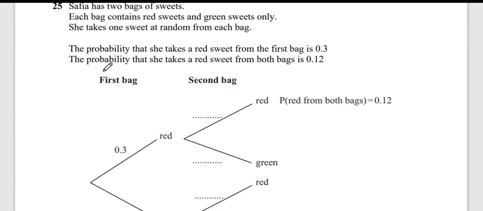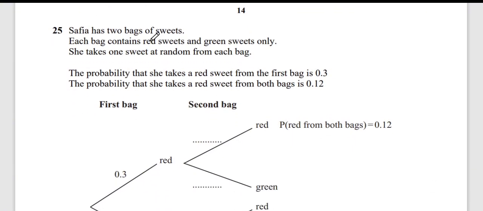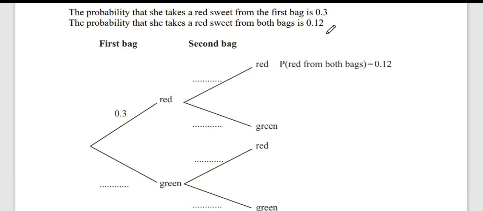Okay, in the next question we have a question on tree diagrams in probability. So Safia has 2 bags of sweets. Each bag contains red sweets and green sweets only. She takes 1 sweet at random from each bag. The probability that she takes a red sweet from the first bag is 0.3, while the probability that she takes a red sweet from both bags is 0.12. Okay, so we have a probability here. So this is the probability of getting a red from both bags.